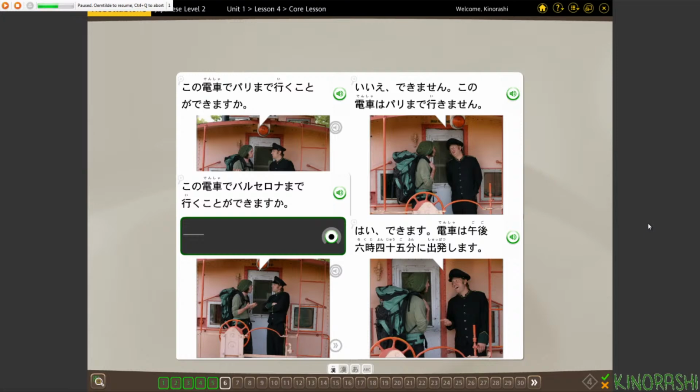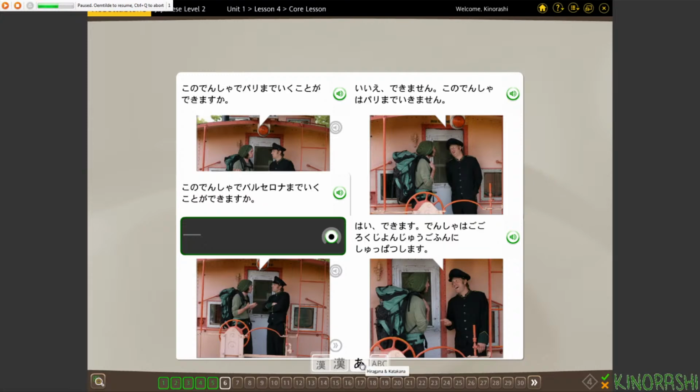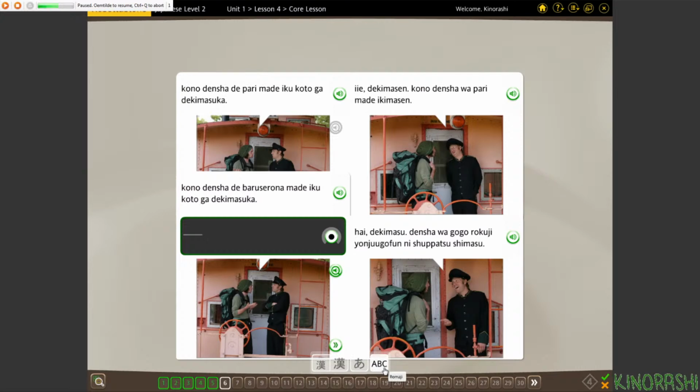この電車でバルセロナ, is that a name? バルセロナ. Oh, Barcelona. Okay, I know that place.